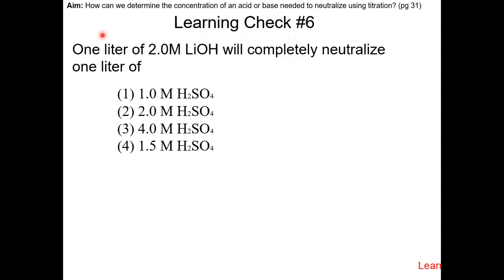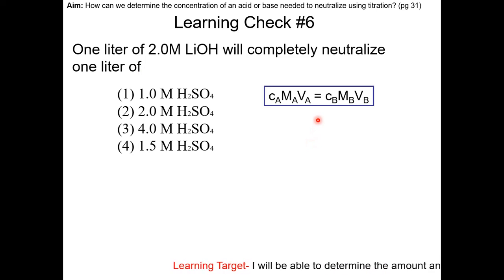Learning check number 6. 1 liter of 2 molar LiOH will completely neutralize 1 liter of what? Pause the video and resume once completed. Using the titration equation, lithium hydroxide, which is a base, has a C of 1, while sulfuric acid has a C of 2. So you're looking for an answer that has the same amount of moles as 1 liter of 2 molar LiOH, so the best answer is choice 1.